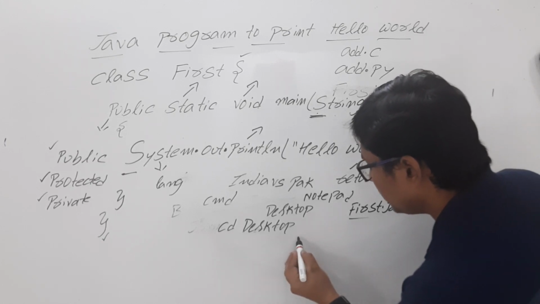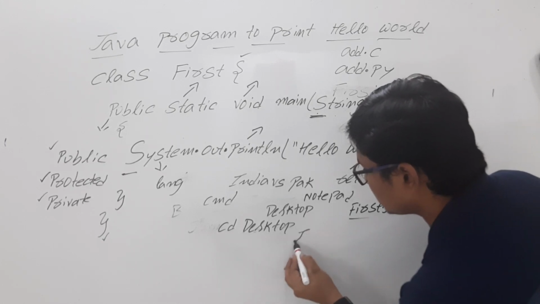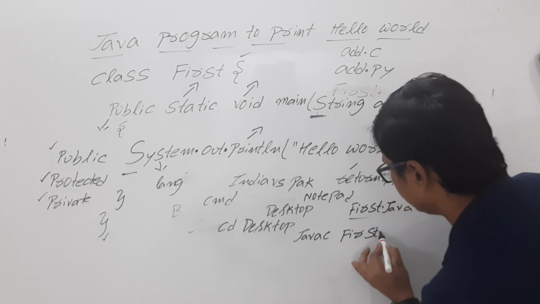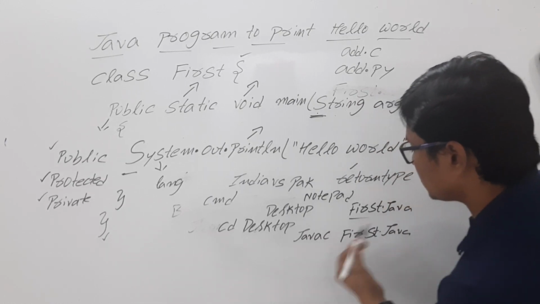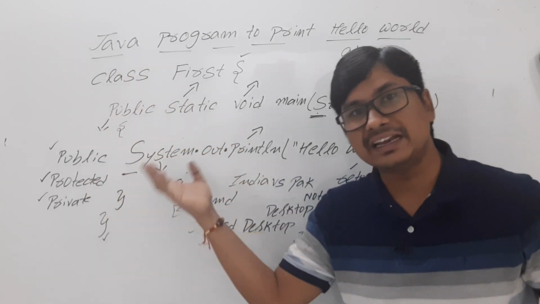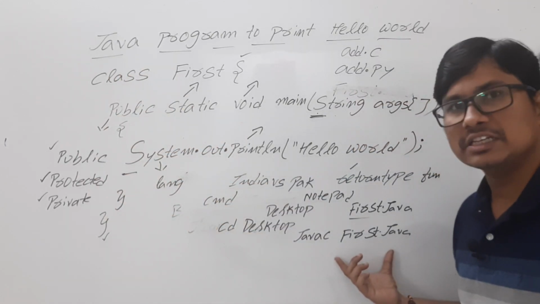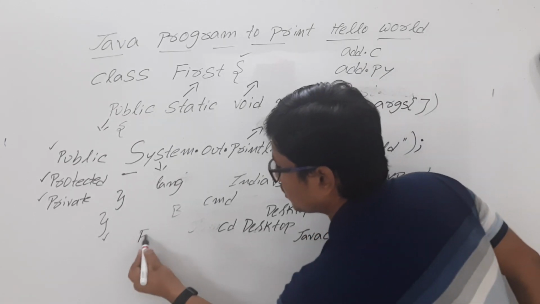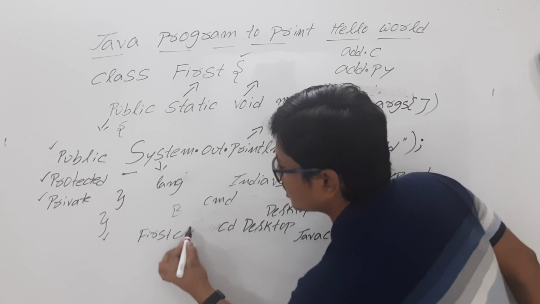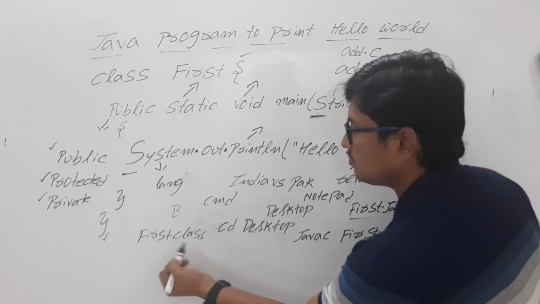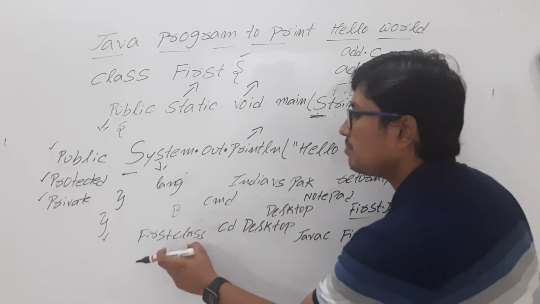There you will type this command, javac First.java. If there are no errors in this program, then it will successfully compile and generate a First.class file in the same directory. As you have created it on the desktop, you can see the First.class file. So this is bytecode.